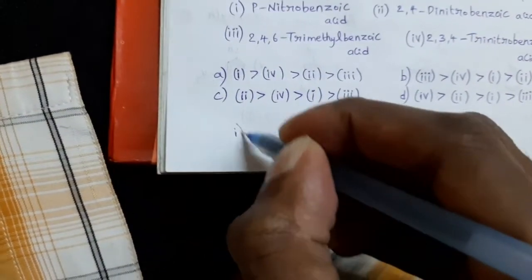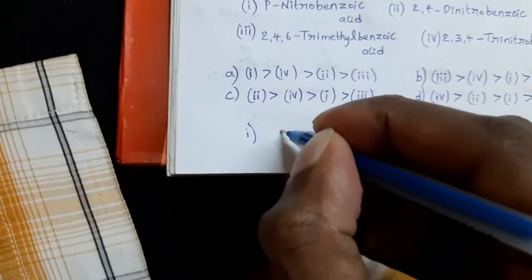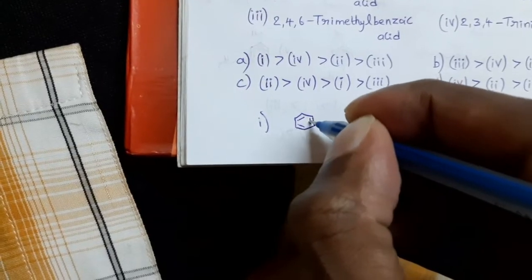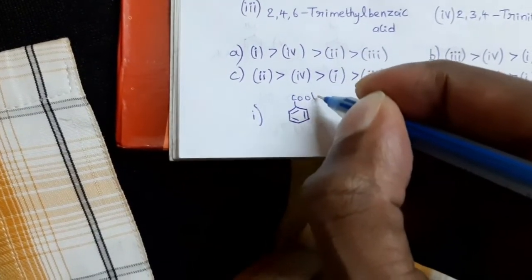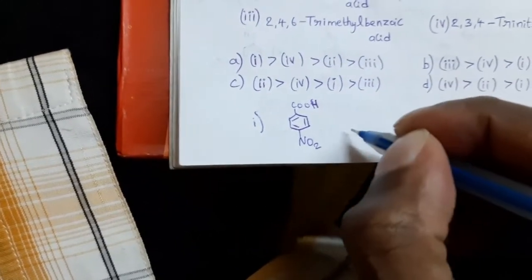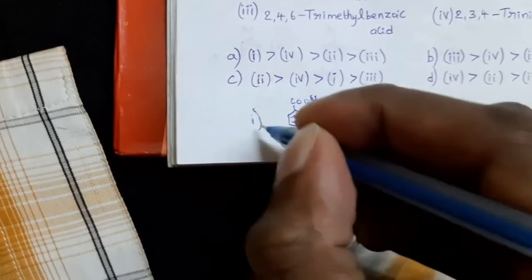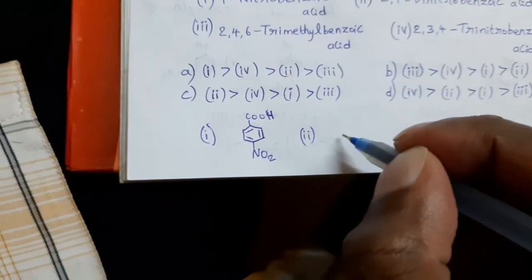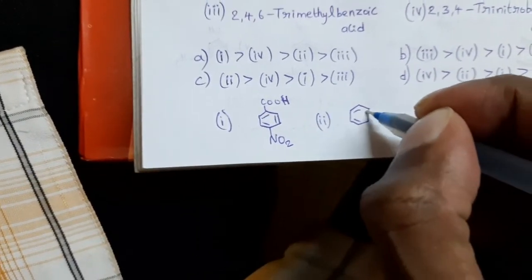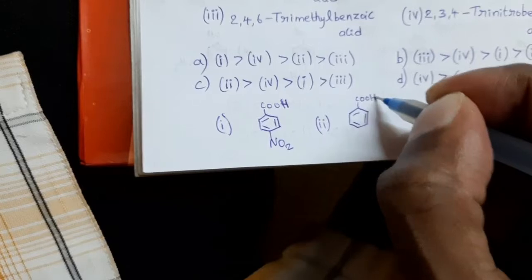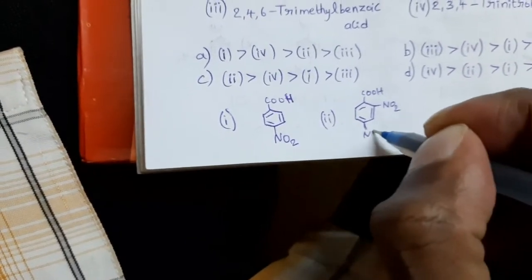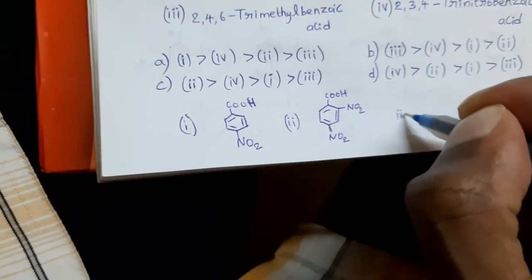This is structure 1, para-nitrobenzoic acid. NO2 group is present at para position, COOH. This is structure 1. Structure 2, 2,4-dinitrobenzoic acid. Second and fourth positions have NO2 groups. This is benzoic acid, 2 and 4. This is fourth position.